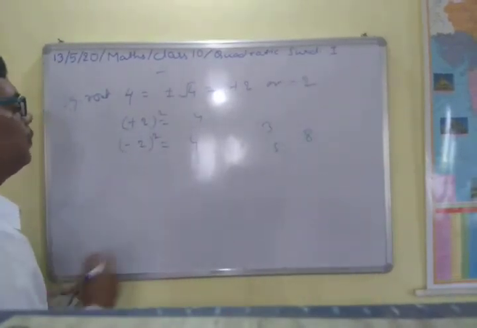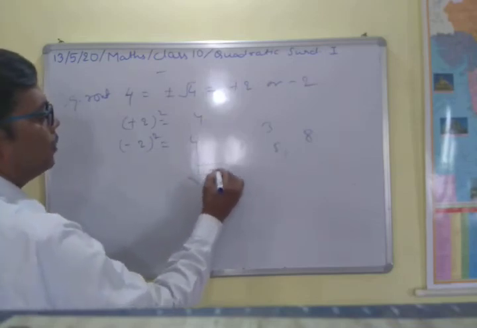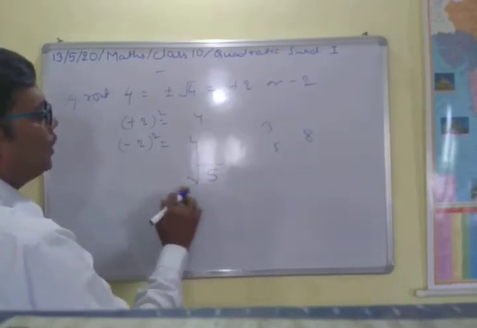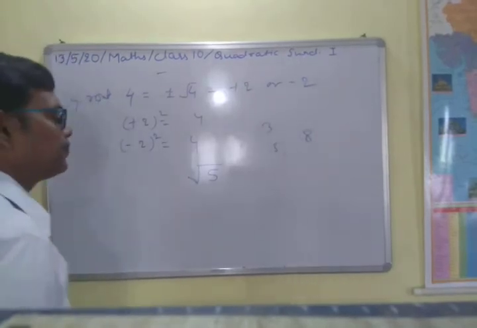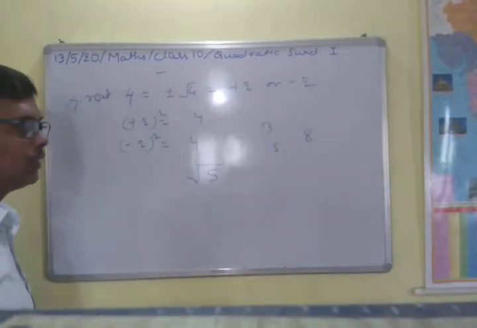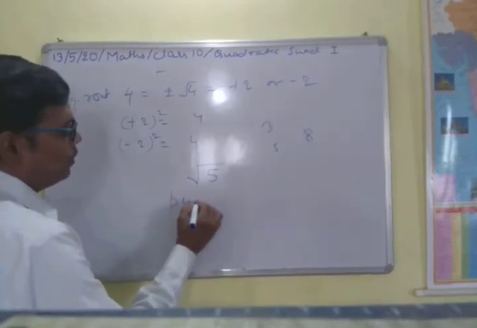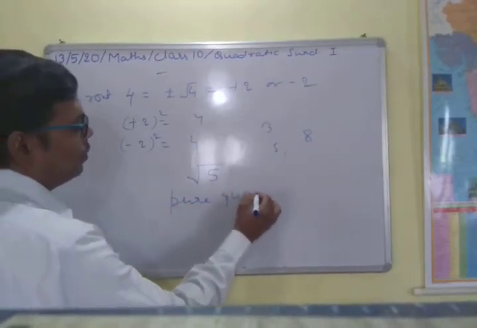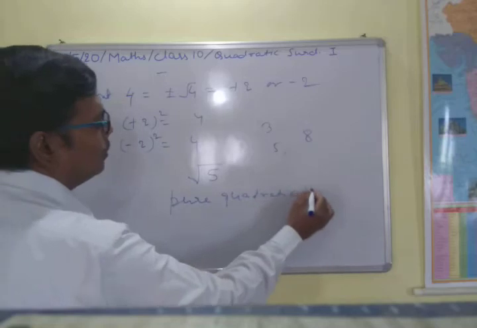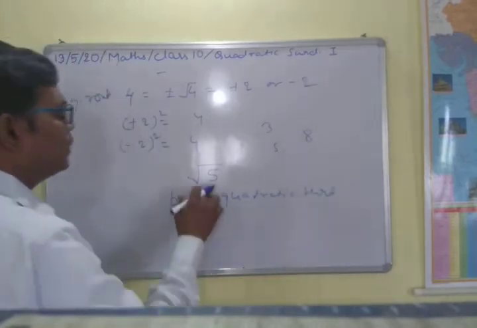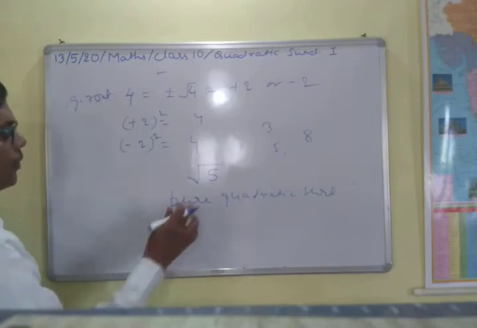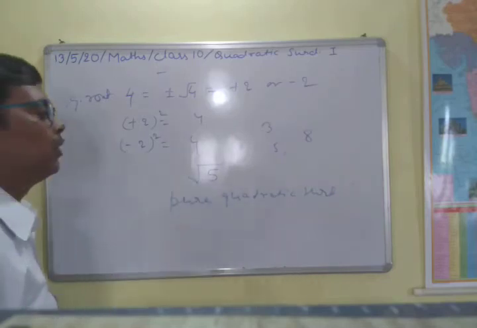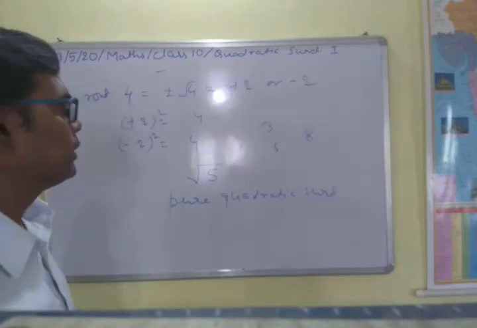That is, when we write root 5, then this kind of number is called a quadratic surd. This is called a pure quadratic surd, here in this case 5. When you have any number like this, then this kind of number is called a pure quadratic surd.